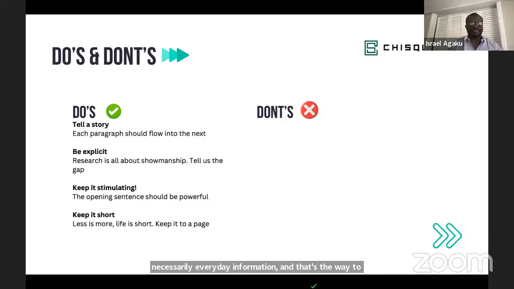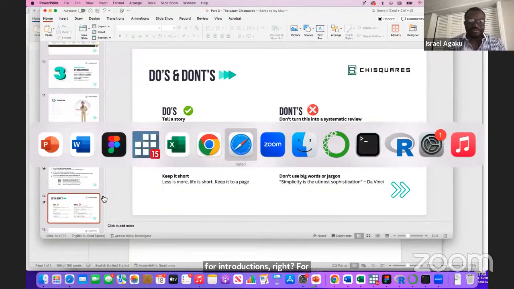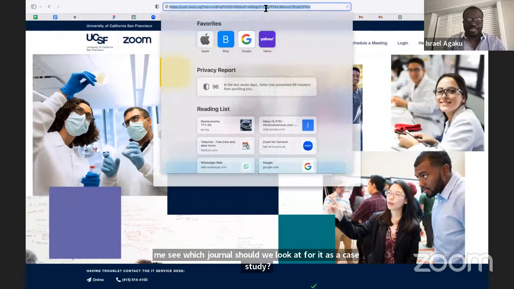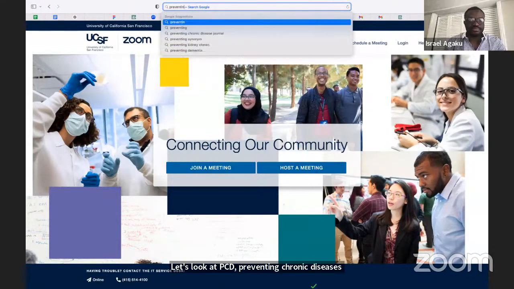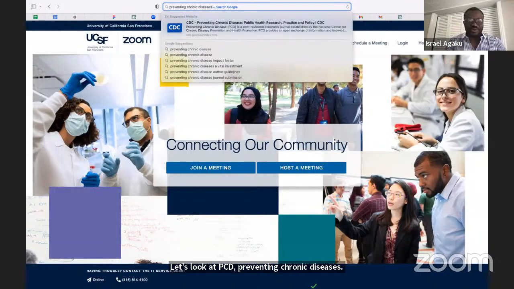Keep it short. Many journals would provide explicit guidance. I mean, editors at this point are tired of authors writing an entire thesis for an introduction. So many journals now impose word limits for introductions, right? For example, let me see, which journal should we look at as a case study? Let's look at PCD, Preventing Chronic Disease, to show you what we mean in general when I say keep it short.